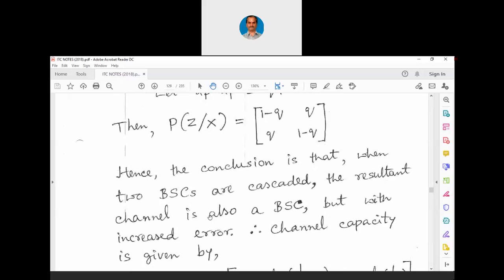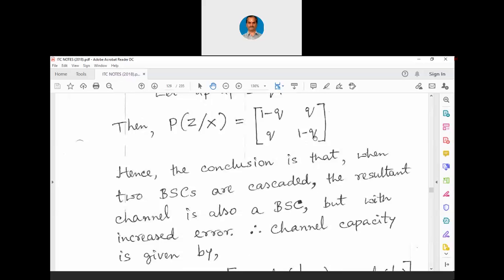The conclusion is that when two binary symmetric channels are cascaded, the resultant channel is also a binary symmetric channel. How? Here we had p, 1 minus p, 1 minus p, p. Here also we have 1 minus q, q, q, 1 minus q. That means it is a symmetric channel only. So when we cascade two symmetric channels, the cascaded channel also remains symmetric as such.